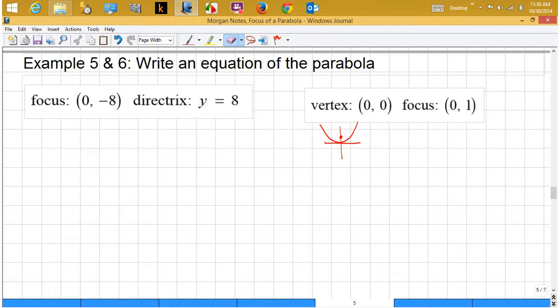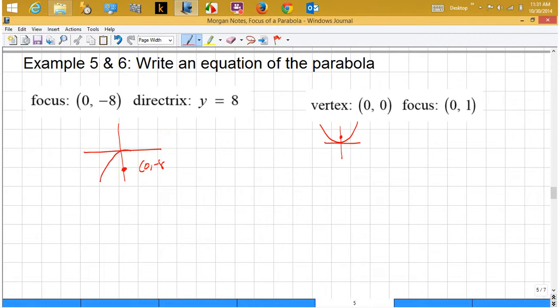Okay, the focus is at 0, negative 8. The parabola opens down. P is a negative 8. Since it's open down, this is y is equal to 1 all over 4px squared. So this would be y is equal to 1 over 4 times a negative 8 x squared. Y is equal to negative 1/32 x squared.